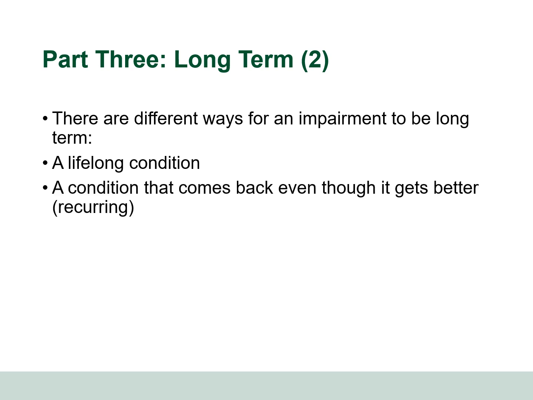The second way is where the effects of an impairment keep coming back. We say they are recurring. A typical example might be depression. Lots of people get depression for a few months at a time and then get better. But for some people, it can come back several times in their lives, although they have periods of being well in between.